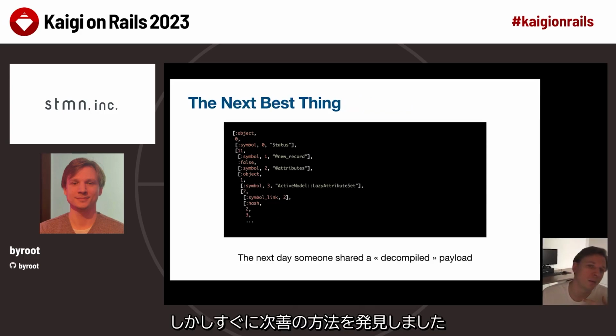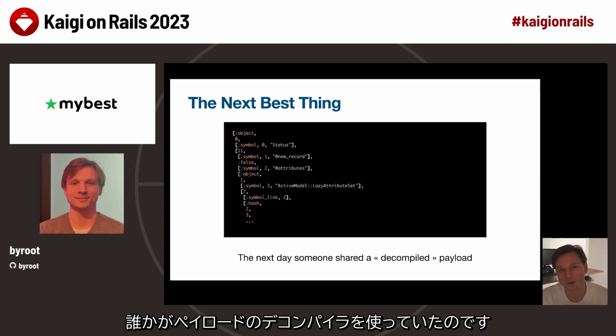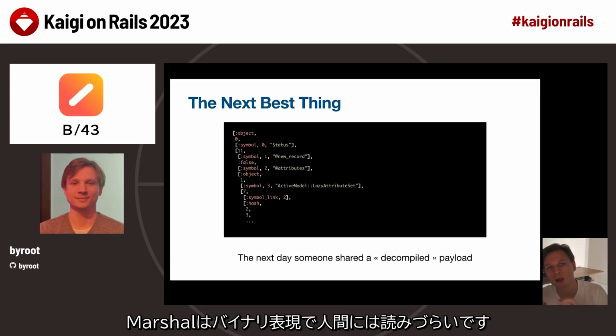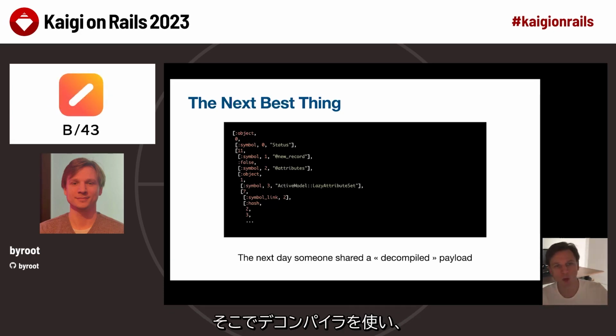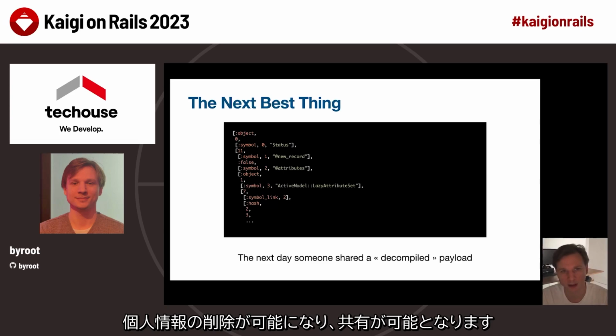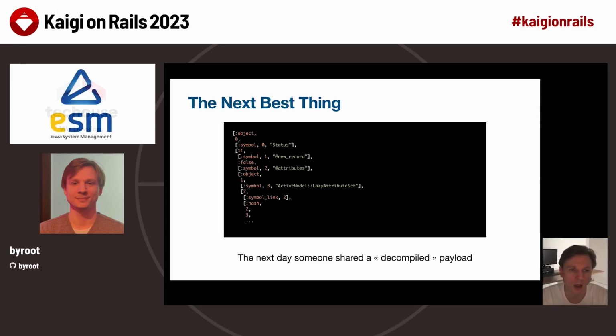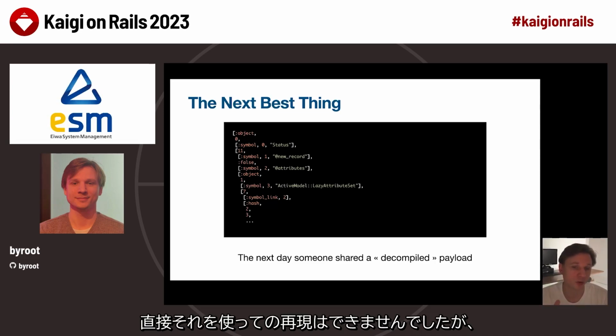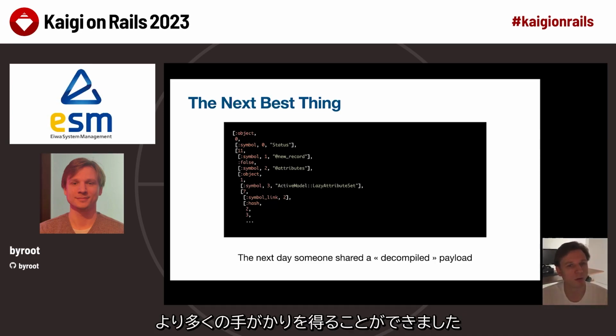But soon after, I got the next best thing: someone used some kind of decompiler. Marshal is a binary representation, and they used the decompiler to make a more Ruby source code style representation, which allowed them to strip all the private data and just share the structure with me. So I couldn't directly use it to reproduce the error, but I could still look for more clues in it.